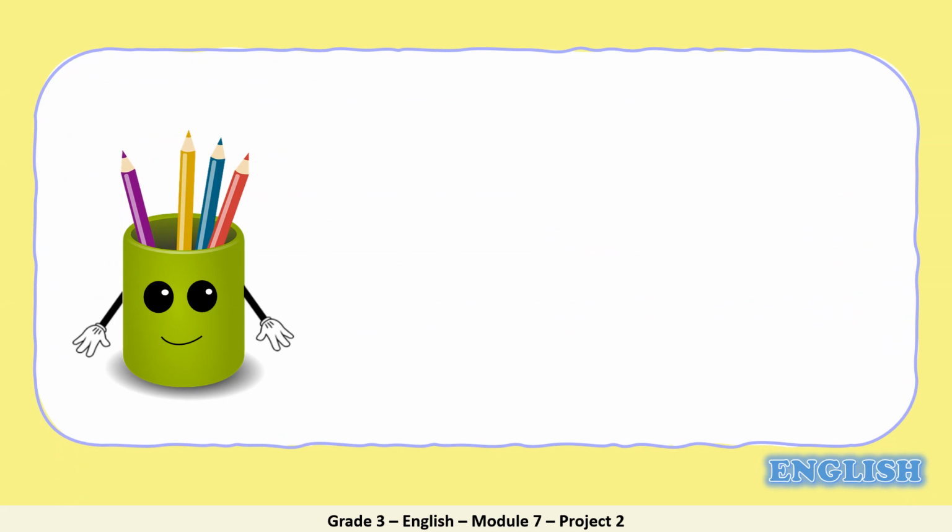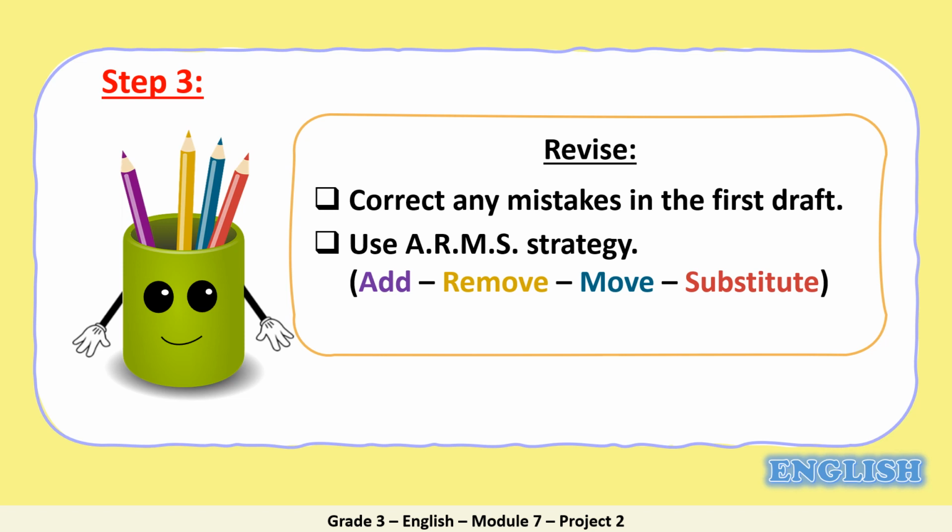Step number 3. Revise. Revising is reading your first draft and making changes to make your writing look better. You can add more words or sentences. You can remove things that you don't need. You can move some words to change the order of your sentences. And you can substitute or change some words in your paragraph to make it more interesting.